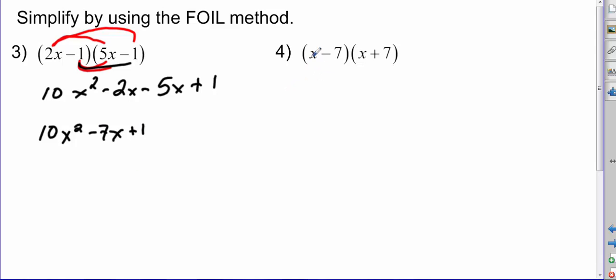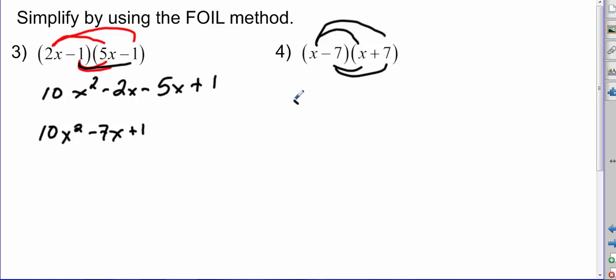On number 4, something interesting is going to happen. So we're still using our FOIL method. We're going to do an x times an x to begin with. Let's clean that up just a little bit. So we're going to do our first. We're going to multiply our outer, we're going to multiply the inner, and we're going to multiply the last.